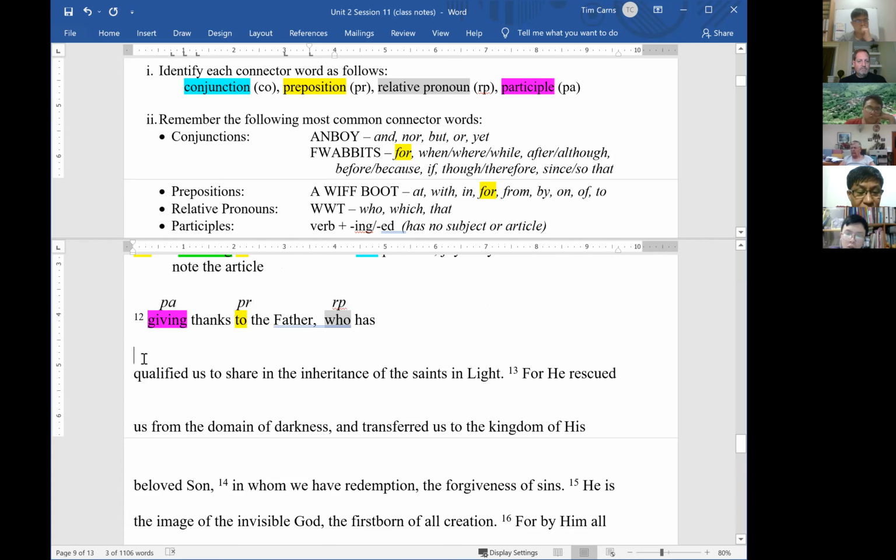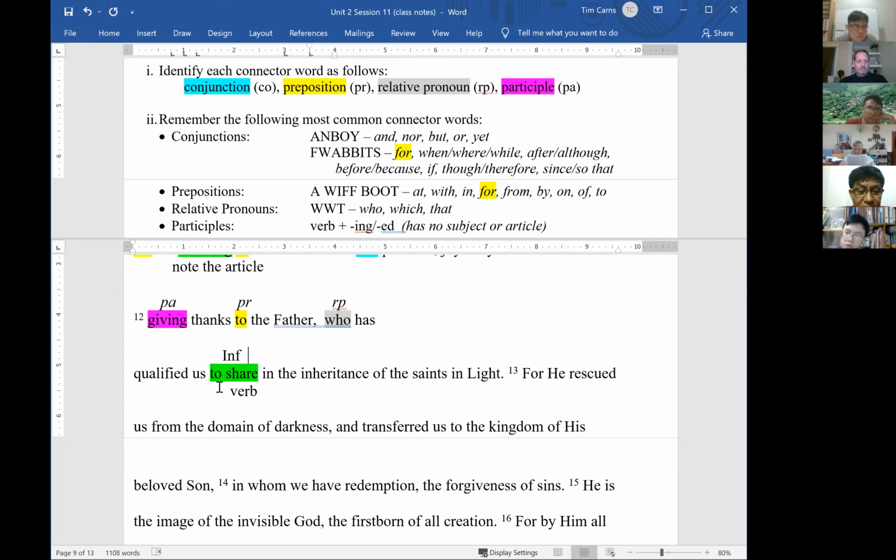Qualify us to share. I think "to share" is an infinitive. Yeah, because share is a verb, right? And so therefore, this is actually "to share." It's "to" plus the verb. So that's an infinitive. It's not a preposition. All right.